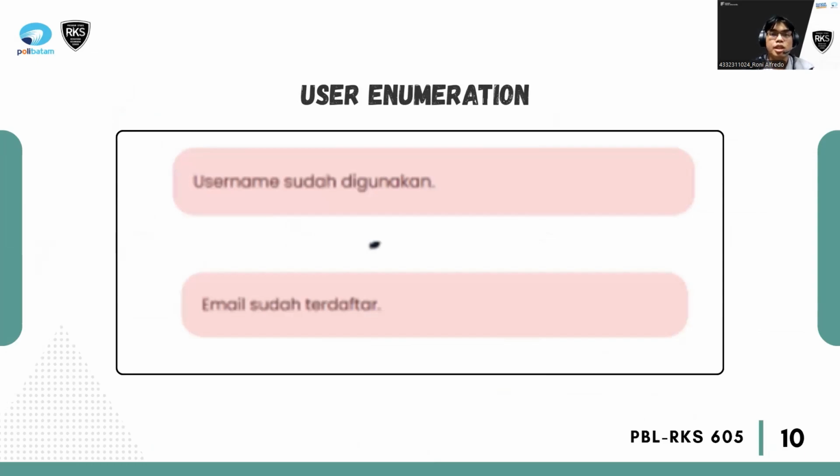Next, we found a user enumeration. This application is vulnerable to account enumeration, allowing attackers to identify valid usernames or email addresses through distinct registration error messages. This information can be leveraged for credential stuffing, password spraying, and phishing attacks.